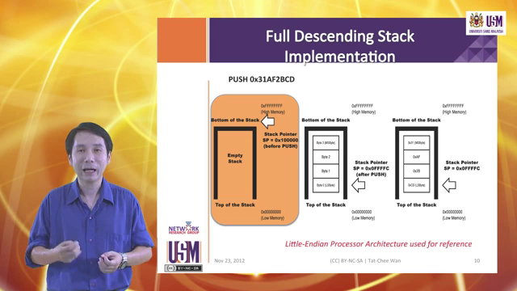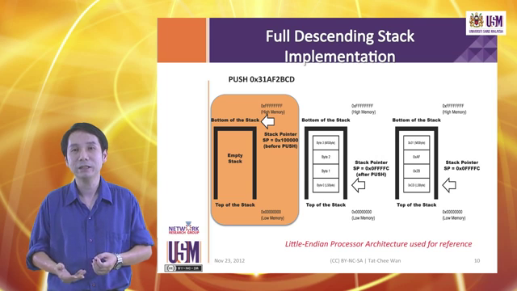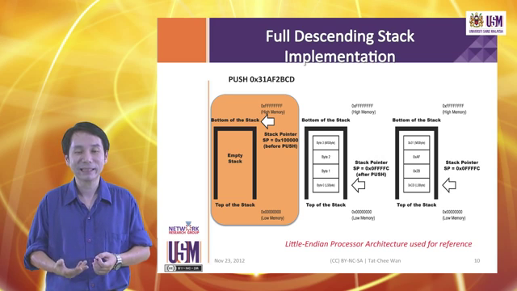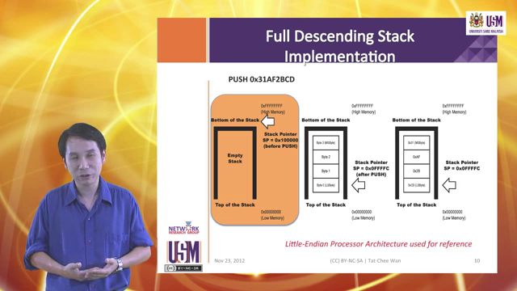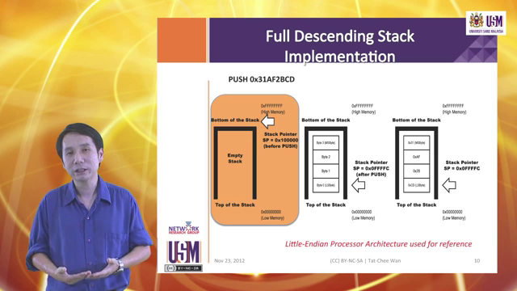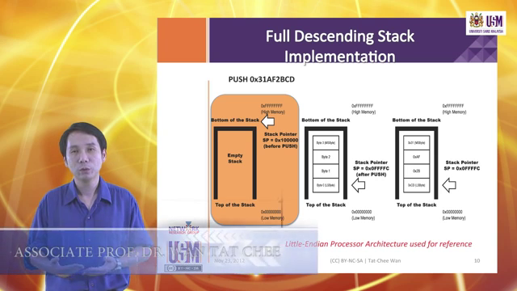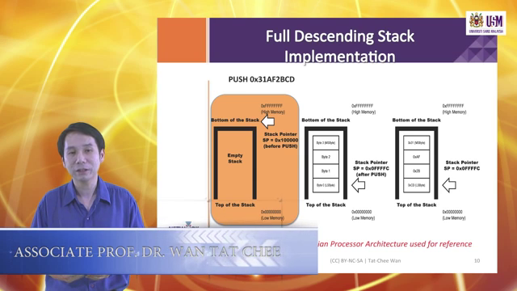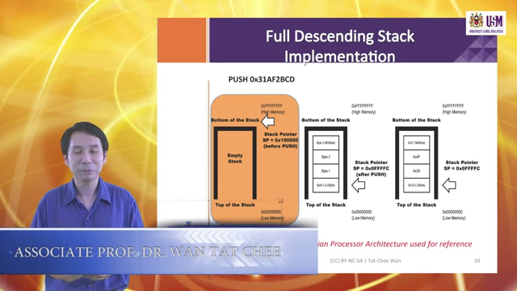Now we would like to look at how we can implement a conceptual stack in a software mechanism. This description is a full descending stack, meaning that the stack will start from a high memory address location and move towards a low memory address location. So we use a pointer, which is called a stack pointer, which has a value that is the address of the empty stack, which will be the bottom of the stack.